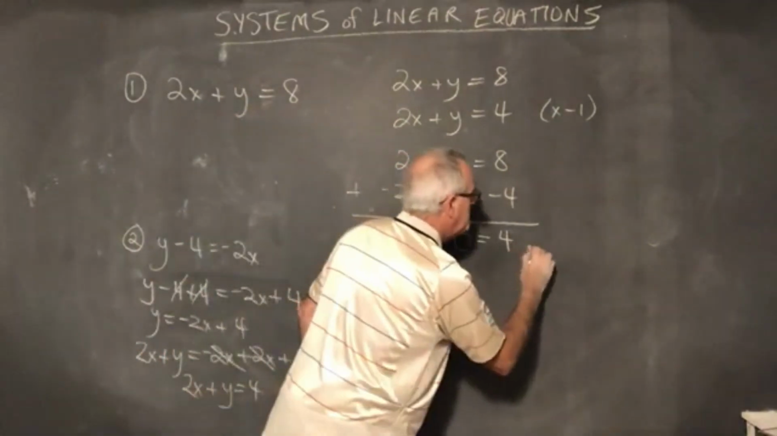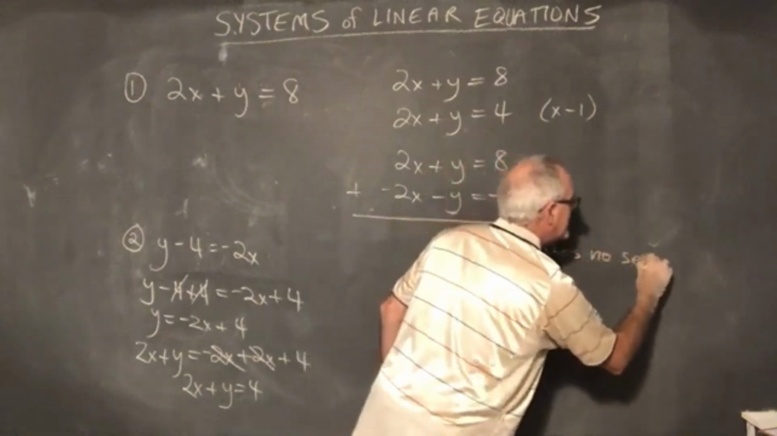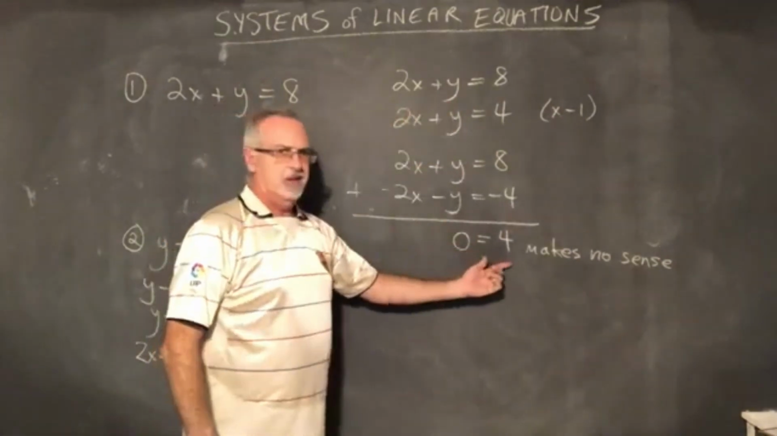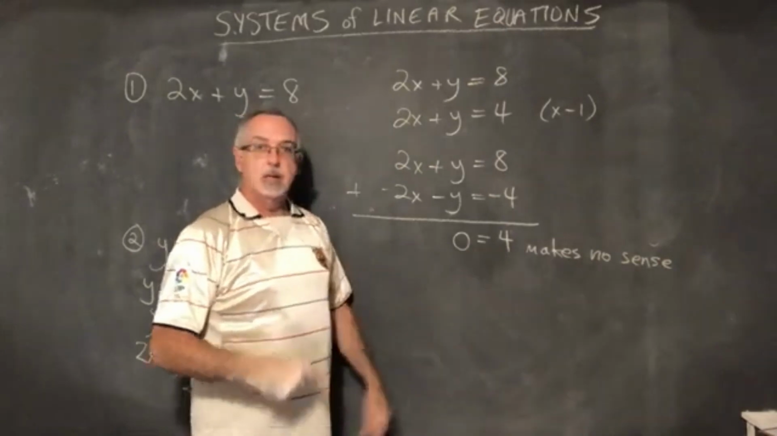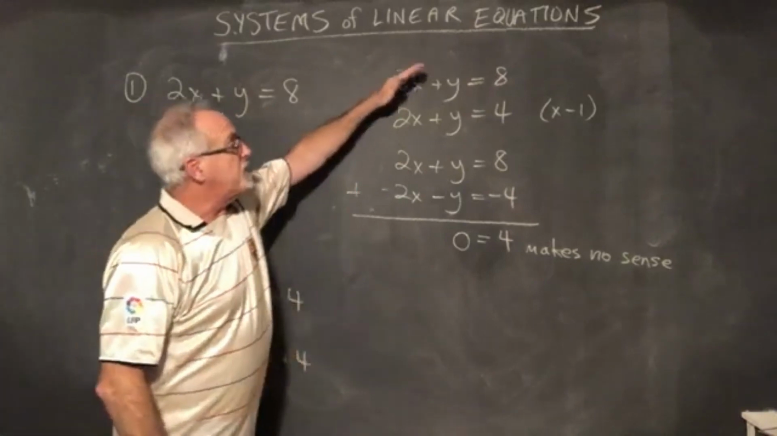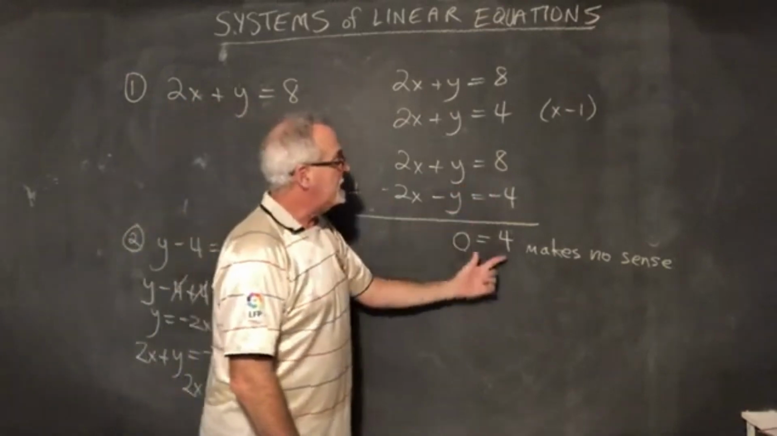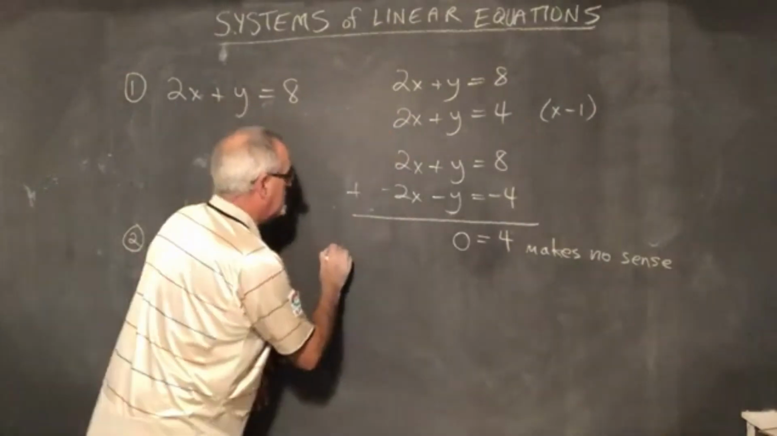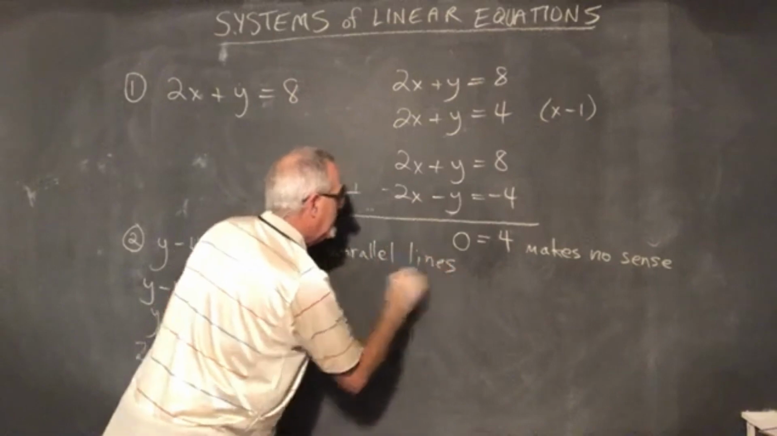And this makes no sense. The algebraic solution of elimination gave me a statement that makes no sense. But the fact that this makes no sense makes sense because these are parallel lines. So when you're doing the algebra methods to solve a system of linear equations, when you get a statement that makes no sense, it means the lines are parallel and there is no solution.